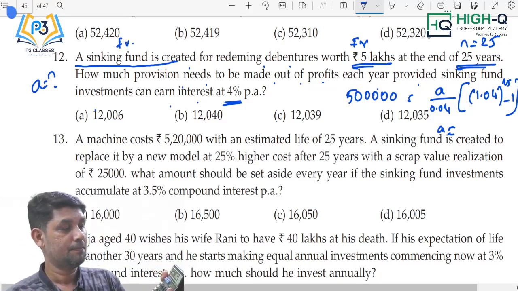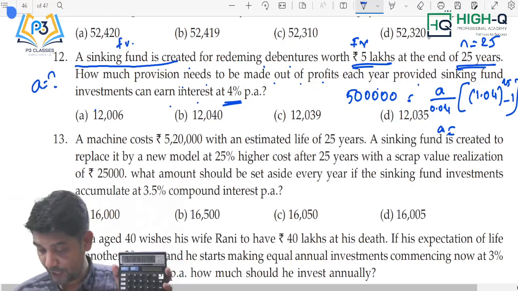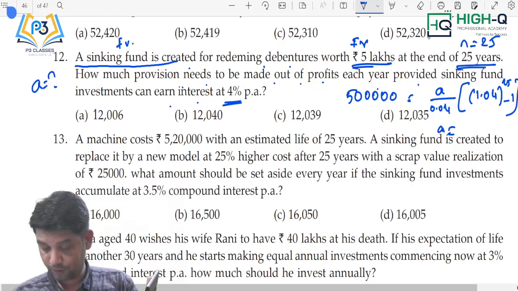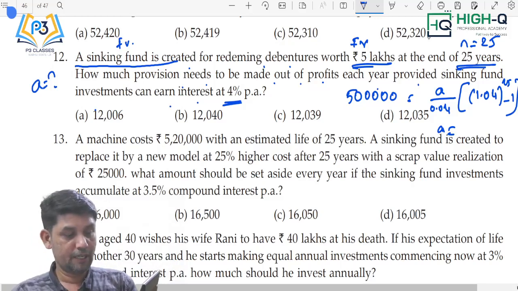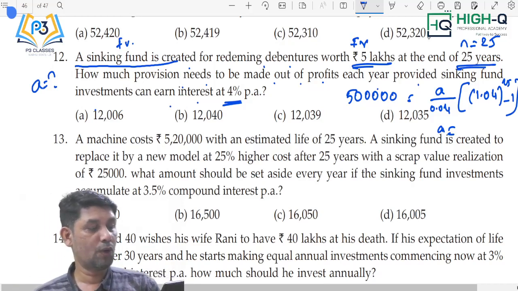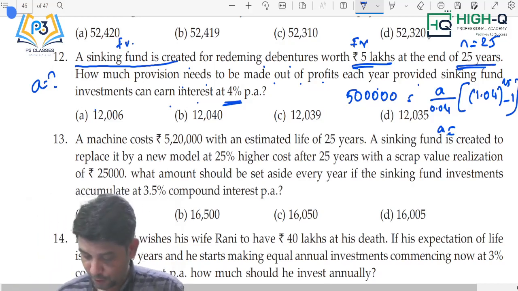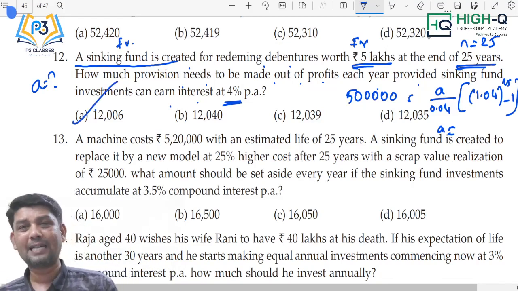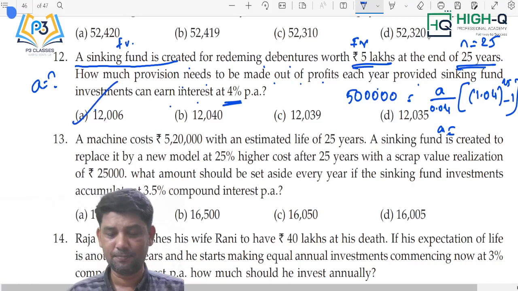Okay, minus 1, divided by 0.04, divided by, equal to, into 5 lakhs. Wow, I get 12,005.98, approximately 12,006. That's it. See, this is the maximum time we can give for this sum.